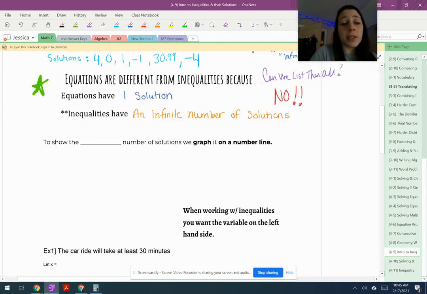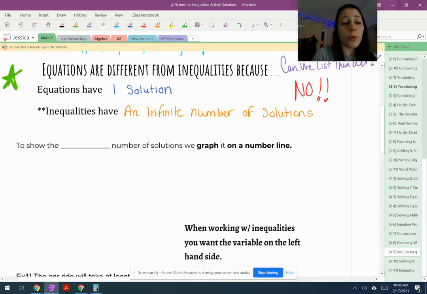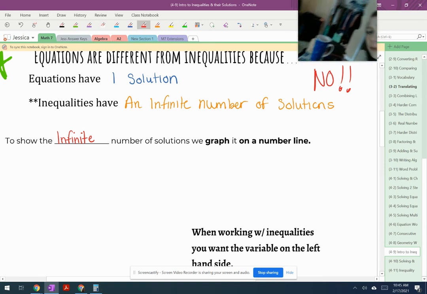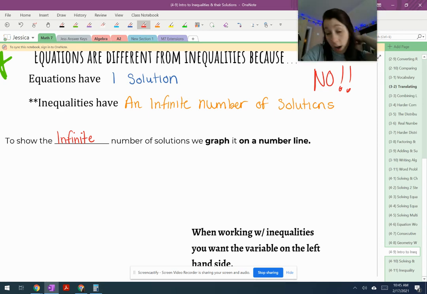So what makes these a little bit different is that what we're going to do to show the infinite, dog is chewing on a Kong right now. I don't know if you can see him. Okay, anyways, focus on math.